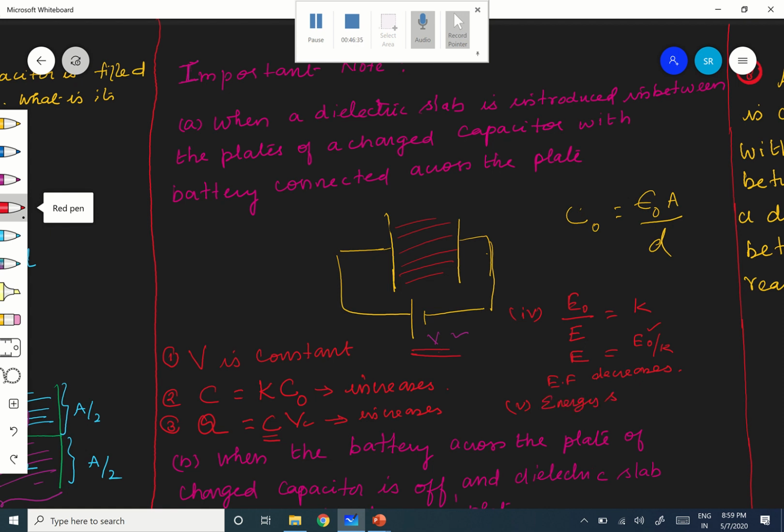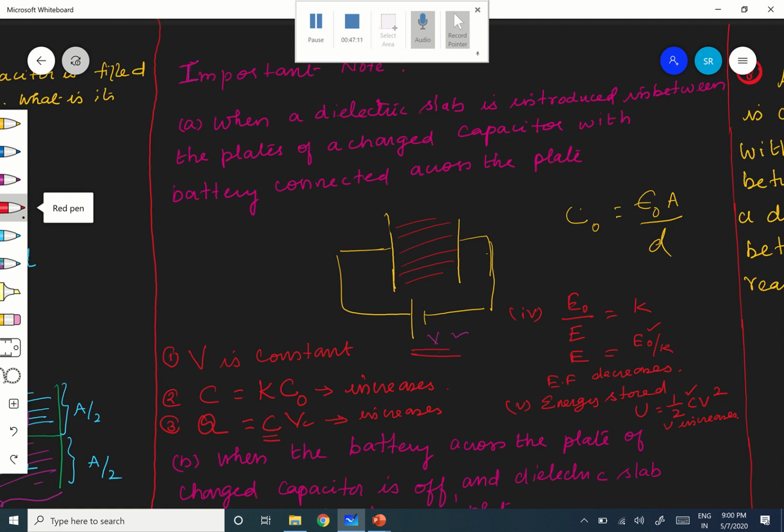Energy stored. Which is constant? U, that is, which is constant? V is constant. In terms of V, if you say half CV square, but C is increasing. C is increasing on introducing the dielectric. Therefore, U increases. U increases. Are you following?